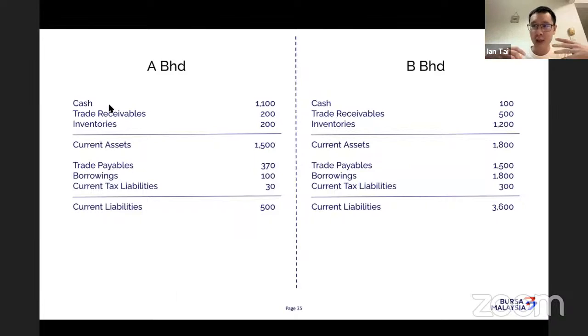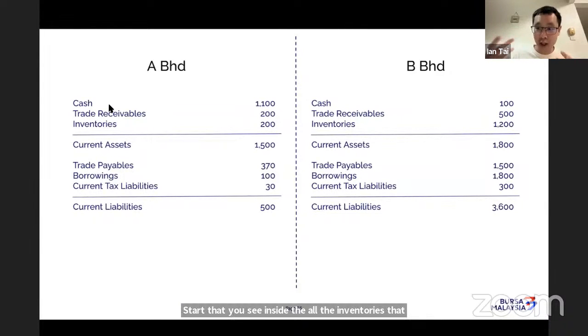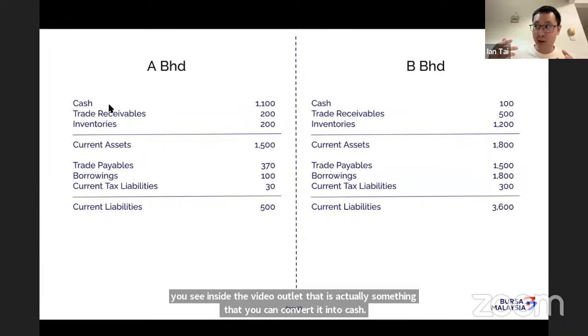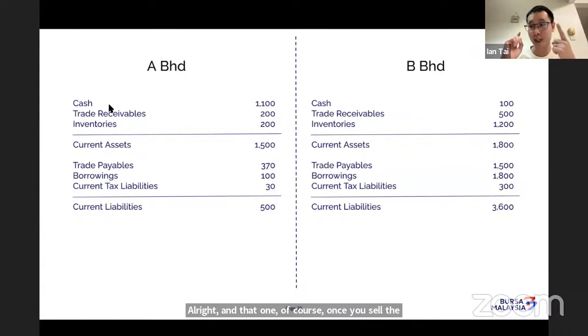So the first one is that if, let's say, you're operating a retail or a grocery store, all the stock that you see inside the inventories in the retail outlet is something that you can convert into cash. Of course, once you sell the stock, then it becomes cash lah. So that is part of current assets.